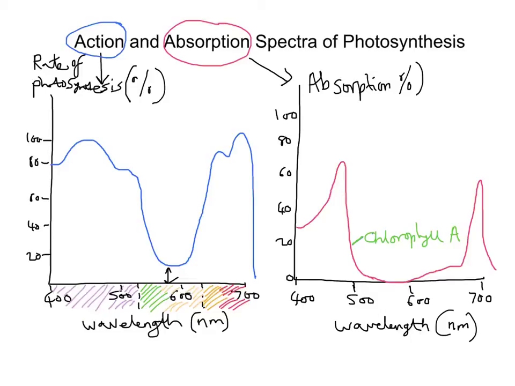Now chlorophyll type B has a slightly different curve. So we'll label that one chlorophyll type B.